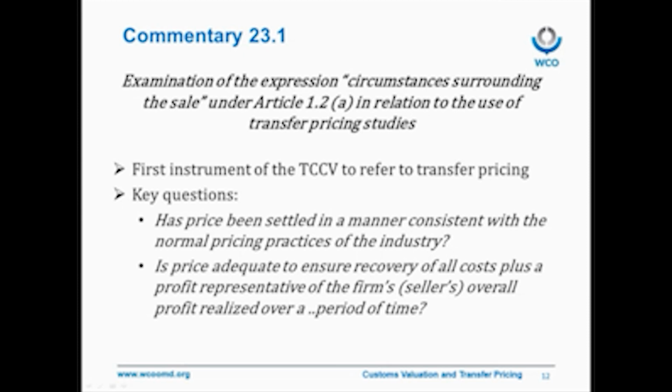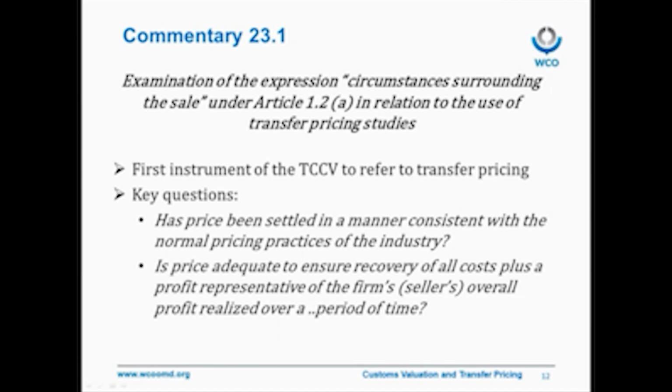So the question is, could this information be used by customs, not limited to the tax authority? And Commentary 23.1 gives the answer to this question. So still remember how customs make certain in related party transactions whether the relationship impacts the price or not. There are several methods, two methods actually. Test value, if they could be provided by the importer. And if there's no test value, we could come to examination of the circumstances surrounding the sale.